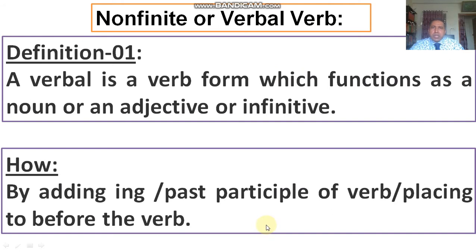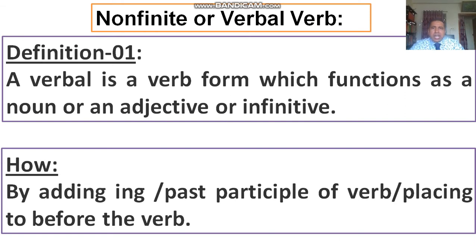Students, at first we should be clear what is verbal. A verbal is a verb form which functions as a noun or adjective or infinitive. That means a verbal is a verb form that works as noun, adjective or infinitive.